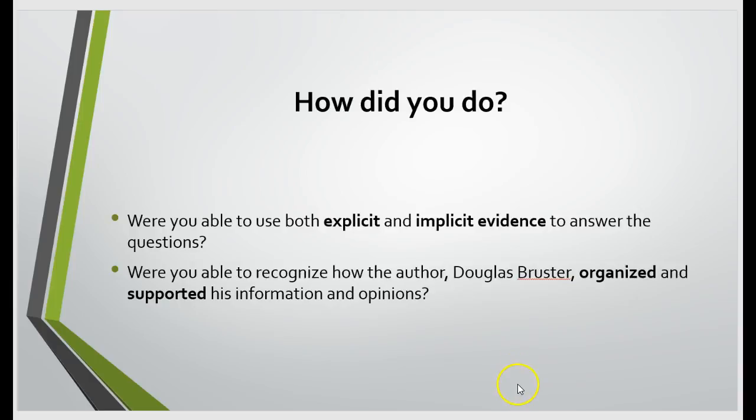All right, how did you do? Were you able to use both explicit and implicit evidence to answer the questions? Do you see how those two things function simultaneously to help us understand text and also understand the author's message or viewpoints? Were you able to recognize how the author organized his information and supported it with both explicit information and opinions? And it's important to have that skill.